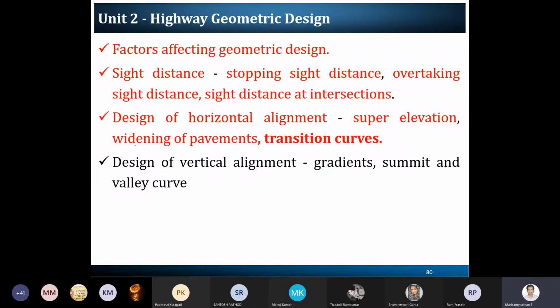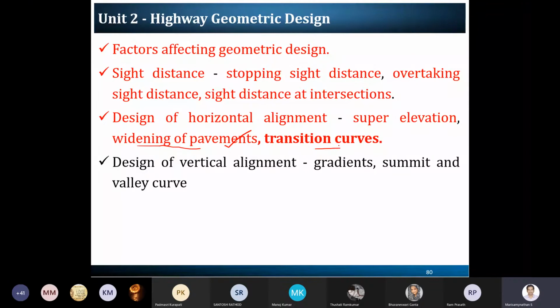Followed by the second component, which is the widening of the pavement, particularly when it comes to hilly stations, how the extra widening we provide in the horizontal curve with respect to the mechanical as well as the psychological behavior of the driver. With respect to these two components we design the extra widening of the pavement. The last component of the horizontal alignment is the transition curve.